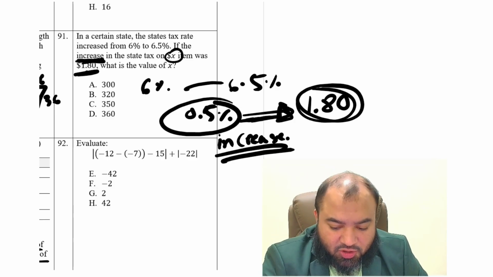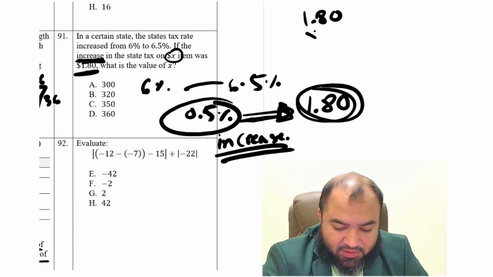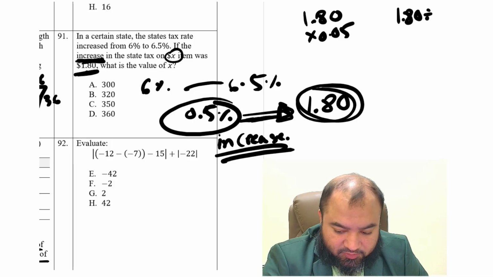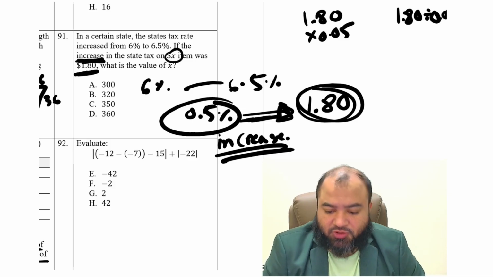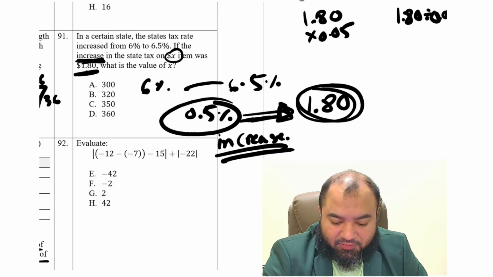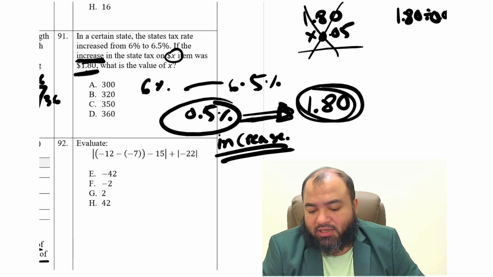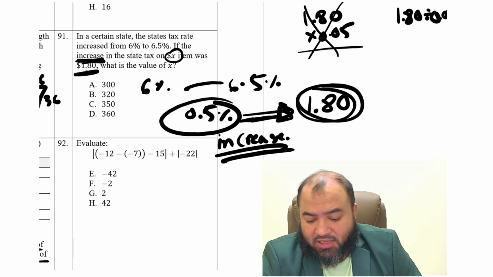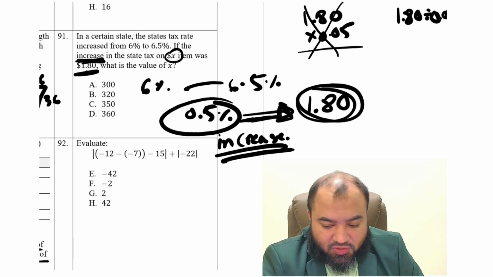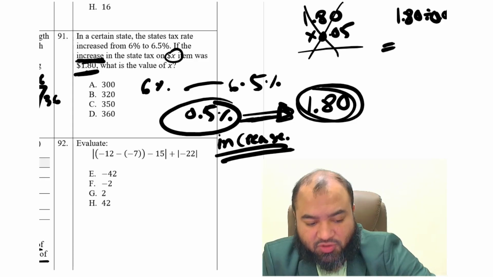Remember, we talked about either you multiply or you divide. Now you decide what to do. If you want to find 0.5% of 180, then you multiply. But that's not our main goal here. Here 180 is already the 0.5%. So we want to find out what was the 100%. So we divide 180 by 0.5%.